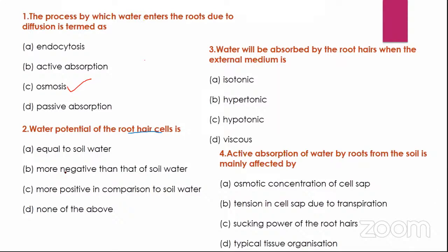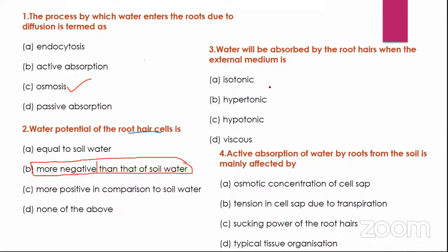Okay. The answer is: the water potential of the root hair cells is more negative than that of soil water. Why more negative? Because it has more solute concentration in it than that of soil water. By convention, pure water, that is water without any solute in it, has zero water potential. So when you add a solute, like sugar, it becomes more negative. So that's the answer.